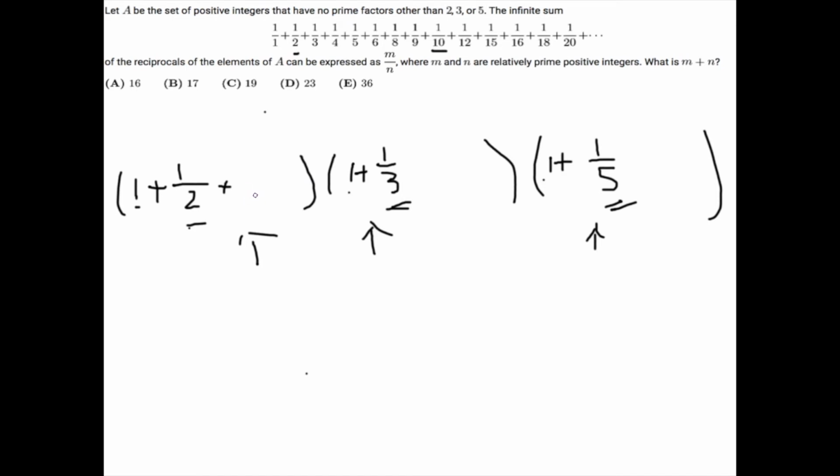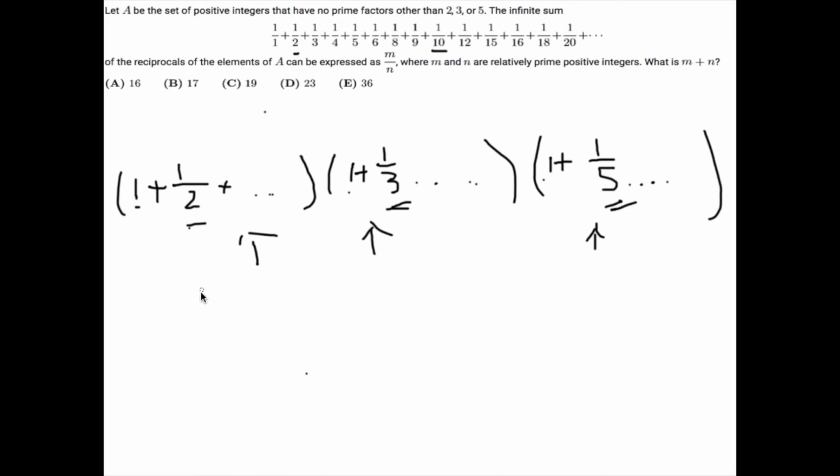So basically, we have infinite sums. This would proceed as 1/4, 1/8, 1/16. This would proceed as 1/3, 1/9, 1/27. This would be 1/5, 1 over 25, 1 over 125. So basically, we just have to multiply 3 different infinite sums.